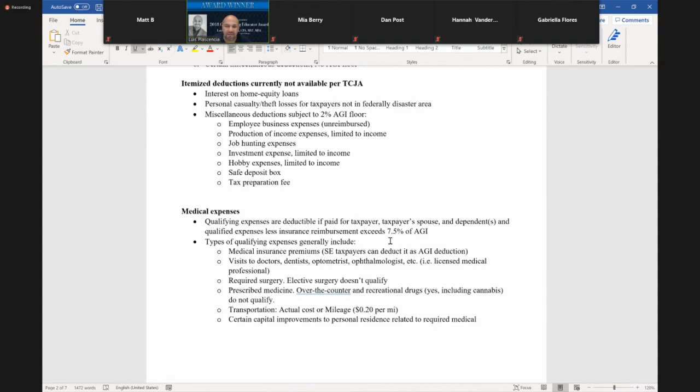So what kind of medical expenses? It has to be a licensed medical professional, so visits to doctors, dentists, and eye doctors. Required surgery will work. Elective surgery would not. If I'm getting LASIK surgery to improve my vision, that would be required, corrective surgery, and that would work. Let's say I don't like the way my nose looks and I want to get my nose done. That's elective surgery, not a deduction. Again, the keyword is elective surgery.